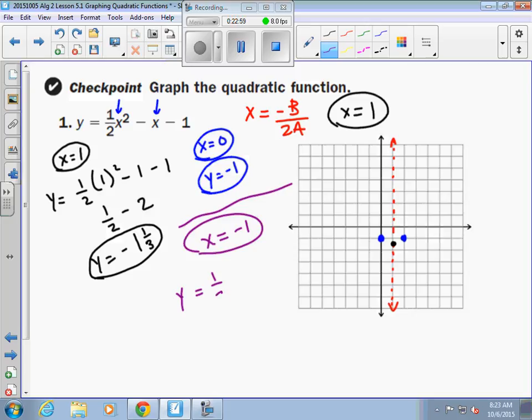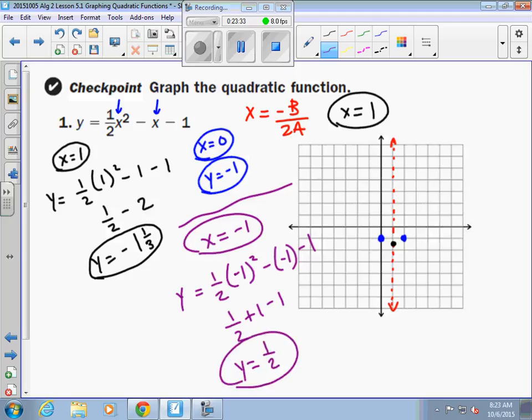So we'll run that equation one more time. Y equals 1/2 times negative 1 squared minus negative 1 minus 1. So negative 1 squared means negative 1 times negative 1, which is 1. 1 times 1/2 is 1/2. Negative 1 is plus 1, and then minus 1. So plus 1 minus 1 are going to cancel out. So y's value is you're left with 1/2. So when x is negative 1, y's value is 1/2.